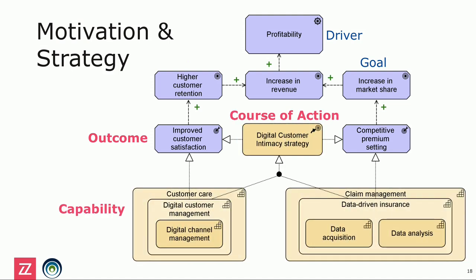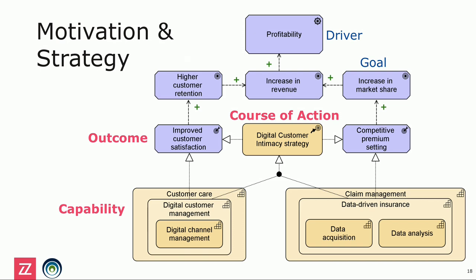Next to that, we added some other concepts. First of all, we have the concept called course of action. And the course of action is really taken from the business motivation model, and it's used to express things like strategies and tactics. How are you going to employ your capabilities, your resources, to achieve these outcomes? That's basically what a course of action does. And we already see a number of capabilities here.